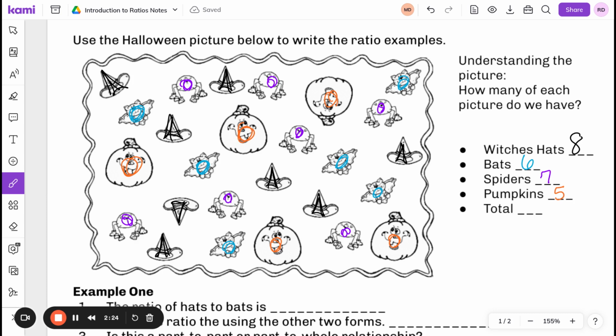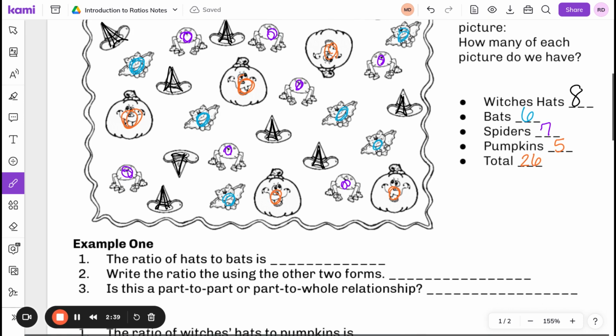So I'm going to ask for the total. So to get the total, we're just going to add those all up. And that gives us a total of 26. Okay, so we're going to use those numbers below to start practicing writing our ratios. So remember up at the top, I told you that labels are helpful and that the order matters.